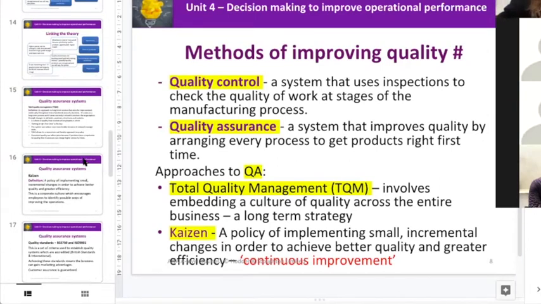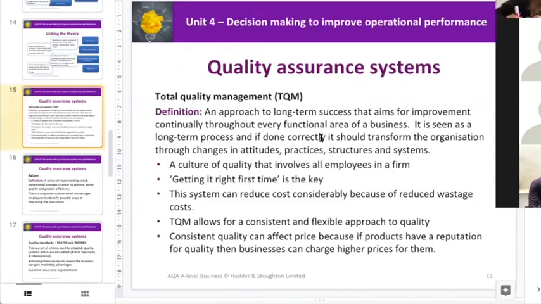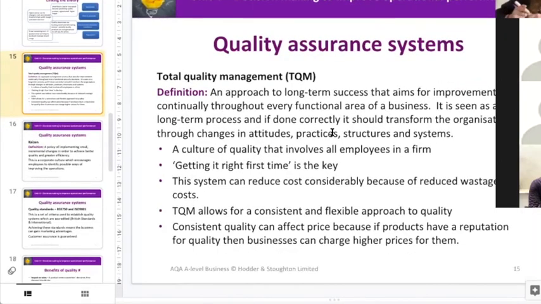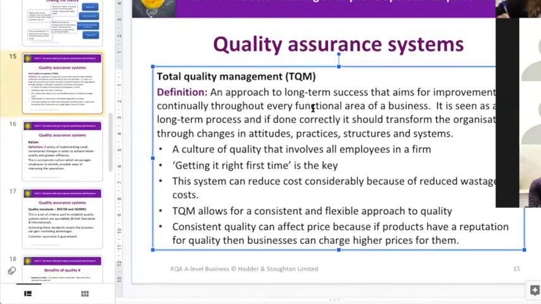Okay, I'm going to go straight away into TQM. There is another slide which outlines this method we can use, TQM. I'll highlight the keywords. So this is a long-term strategy to improve quality, but it's throughout every functional area of the business. So every department wants to build up this culture.